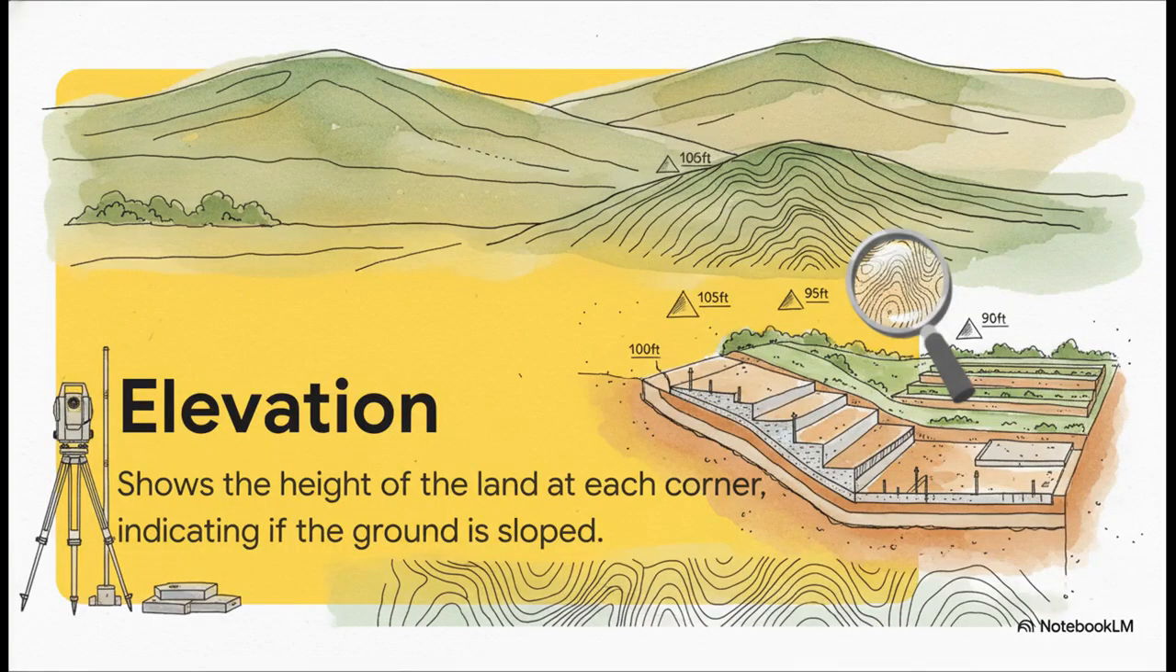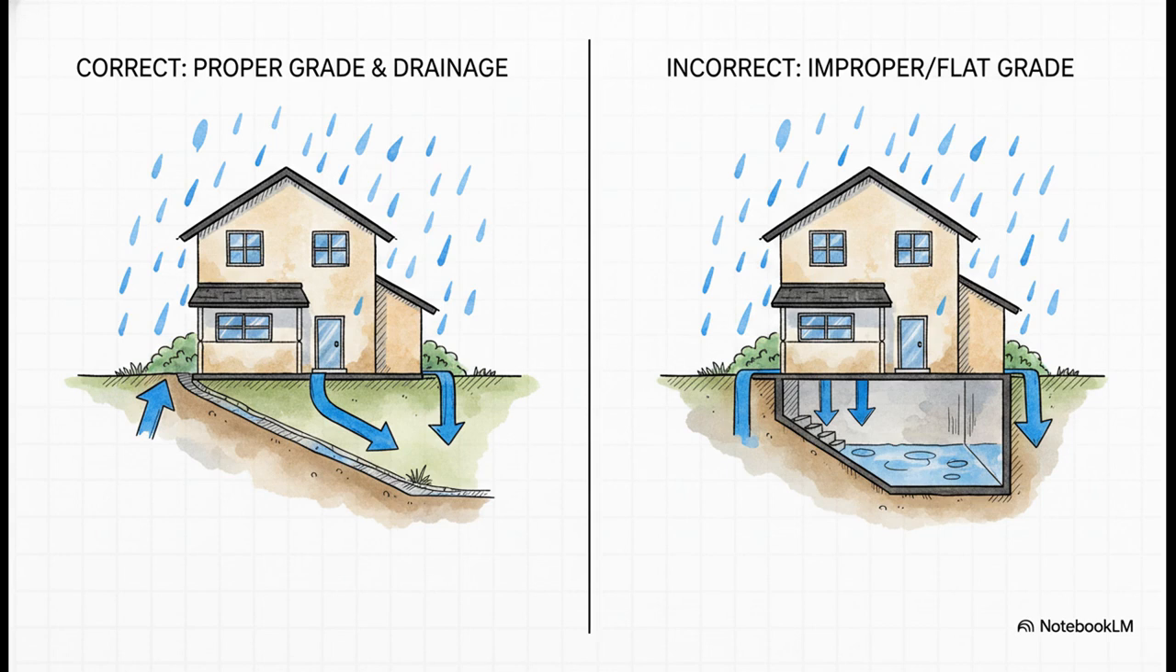Okay, now let's talk about something you can't really see from a simple top-down view: height. You'll often see these curvy contour lines on a more detailed plan. These are elevation markers, and they show how high or low the ground is. Is the land totally flat, or does it have a slope? So why on earth does that matter? Well, I'll give it to you in two words: water flow. Understanding the elevation is absolutely critical for designing proper drainage. It makes sure that rainwater flows away from your house, not into your basement.